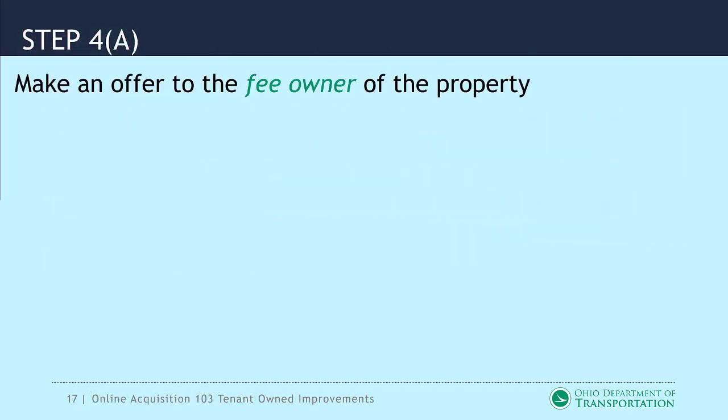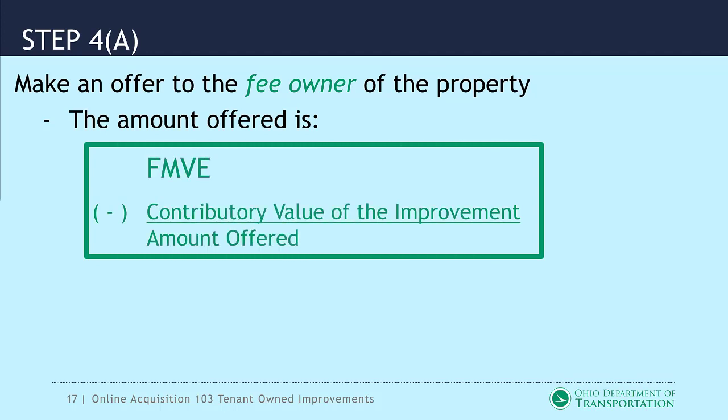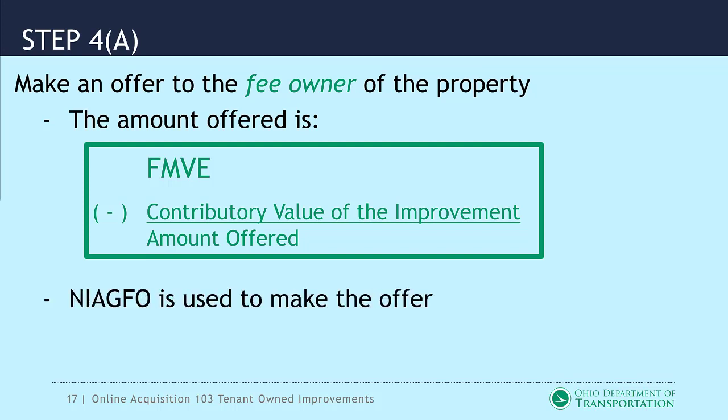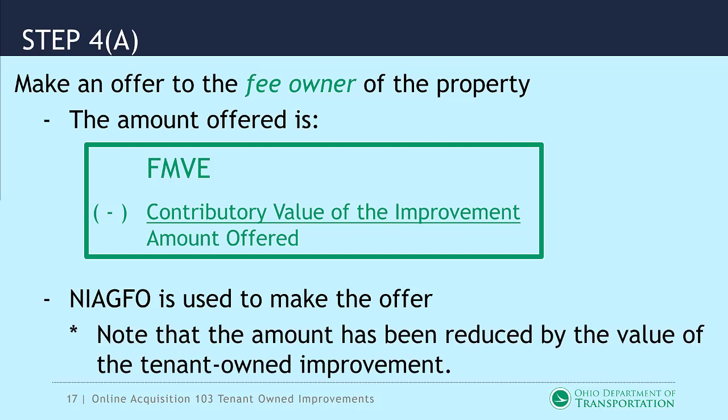The next step, step 4, now an offer is going to be made to the fee owner because now we have seen the determination of what the fee owner is going to receive and what the tenant owner is going to receive. The amount that is offered is the FMVE minus the contributory value of the improvement. The improvement is owned by the tenant owner, so the fee owner will not see that compensation. They're going to use the Notice of Intent to Acquire in Good Faith Offer, which is known as the NIAGFO. And please note that the amount has been reduced in its value for the tenant-owned improvement.